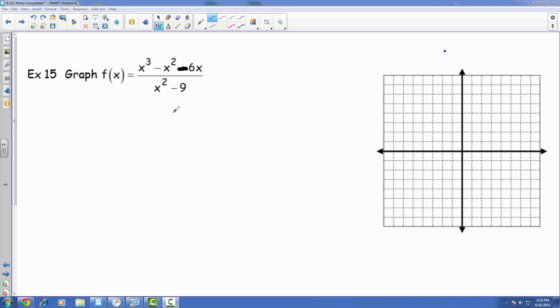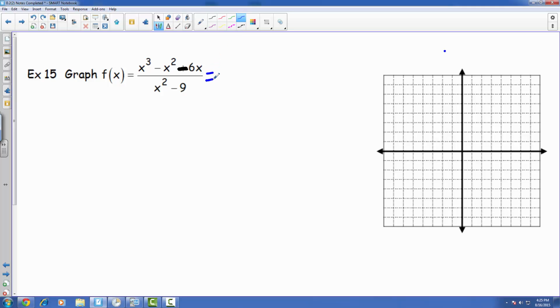Here we are at example 15 from the 0.2 number 2 set of notes. We're asked to graph this rational function. And right away we notice that we have an x cubed on top and a quadratic on the bottom. And again, just like normal, typically we try and start out by factoring things.